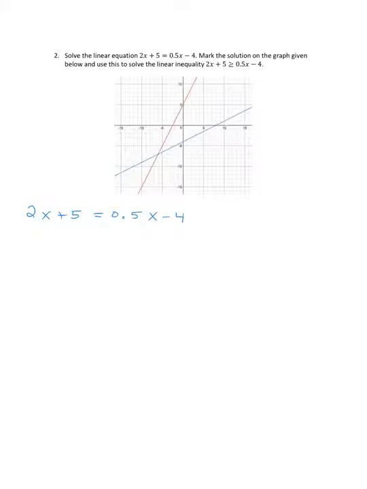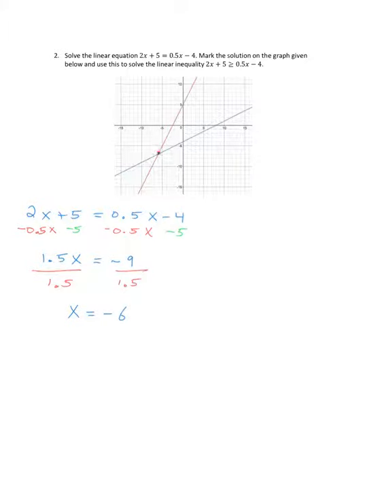I think I will subtract 0.5x from both sides, as well as subtract 5. And when I do this, I get that 1.5x is equal to -9. And now I divide both sides by 1.5. And my answer is x is equal to negative... So that's going to be 3/2, get -6. That makes sense.